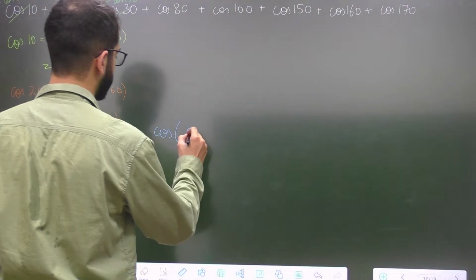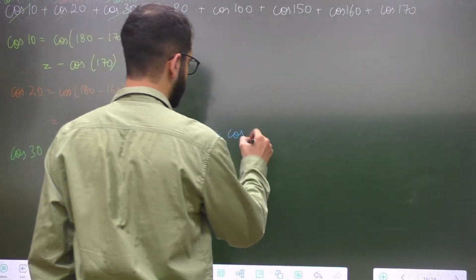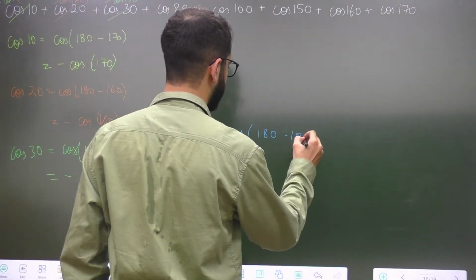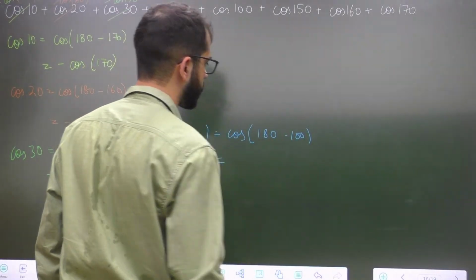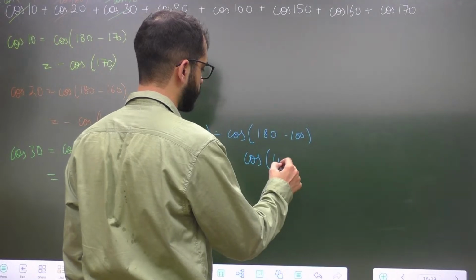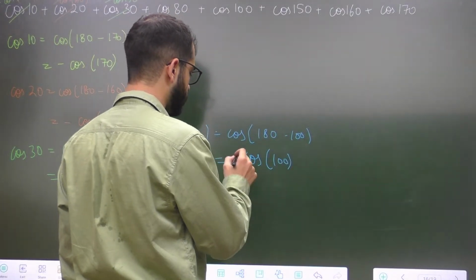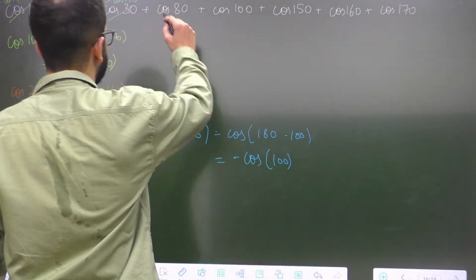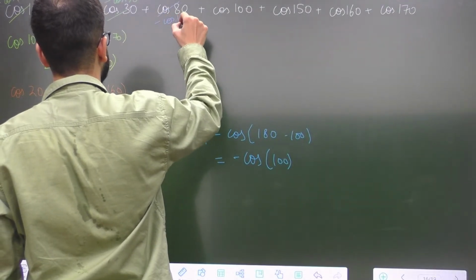Now this will be the fourth term. Cos of 80 can be written as cos of 180 minus 100. So this will become pi minus theta. Since it's a multiple of pi, cos will remain cos and theta is 100. I'm in the second quadrant, so I'll put a negative sign. It's minus cos of 100.